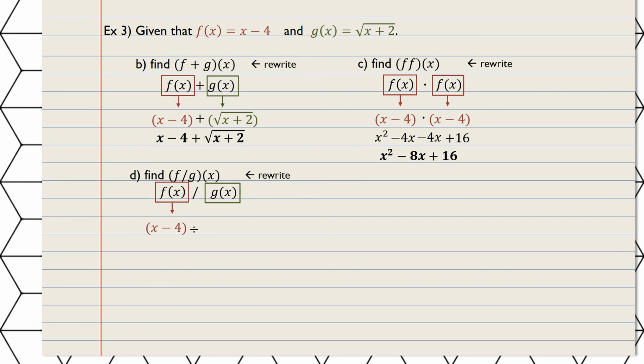Again, they did not give us a value to plug into the function, so it will remain square root of x plus 2. Now, because it says division, it is written horizontally, I want to write it vertically, which means this is the same thing as x minus 4 all over the square root of x plus 2. Notice we do have a radical in the denominator, but because there is a variable inside the radical, we do not need to rationalize.